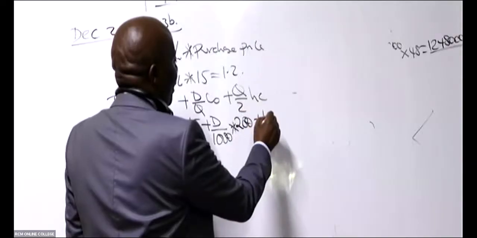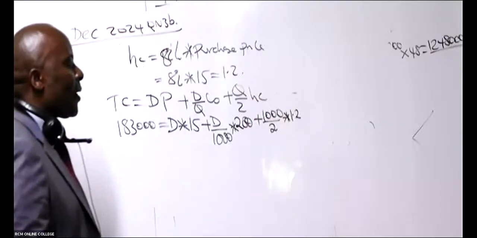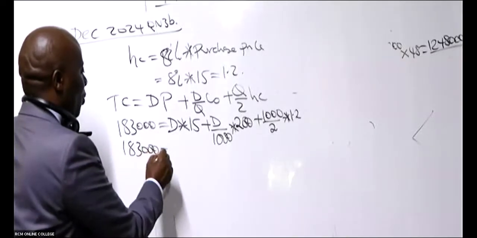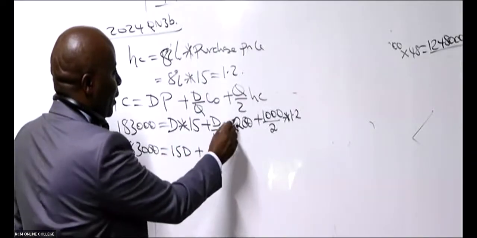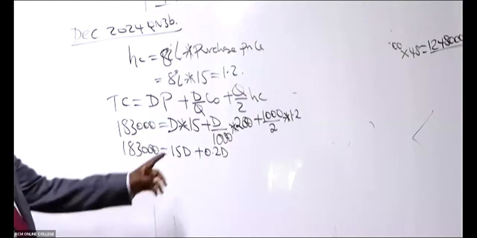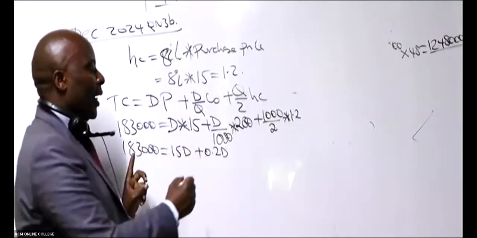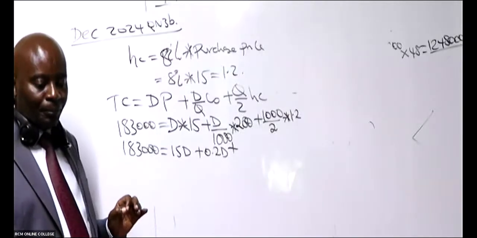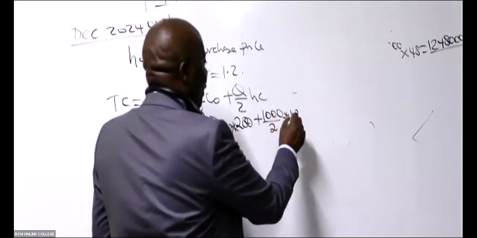200. Plus the Q, which is 1,000, over 2 times the holding cost, which you gave me a figure of what here? 1.2. So then this one, if I try fixing it down, it will be 183,000 equals 15D plus, this is 0.2, right? You see, 200 over 1,000 is 0.2. So it will be 0.2D. Plus, could you kindly go ahead and do these multiplications and give me the final answer there? 1,000 divided by 2 times, in this case here, 1.2. What are we going to get at the end of the day?